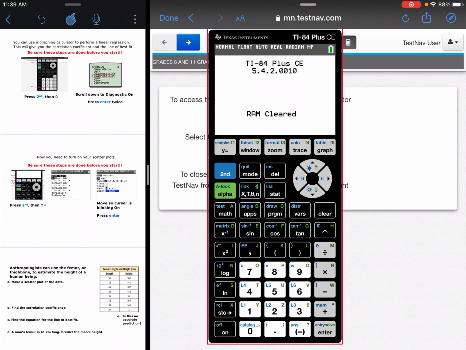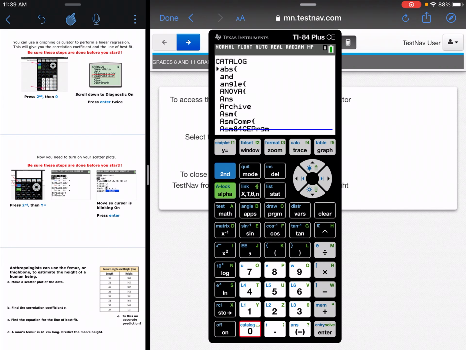Okay, so to do this, we need to press second and then 0. So second, 0 for catalog. And now I'm going to scroll down to where it says diagnostic on. These are alphabetical, so it's a little ways down. There we go, diagnostic on. I'm going to press enter and then one more time until it says done.